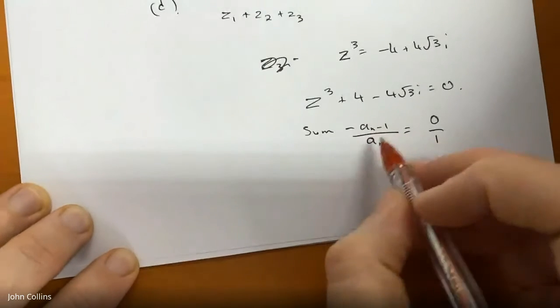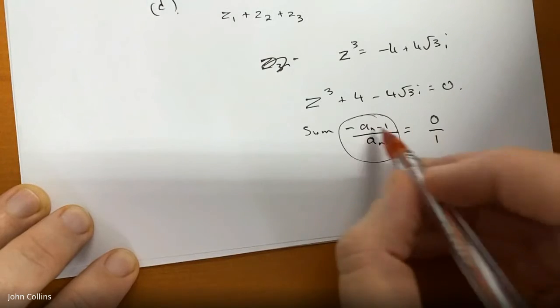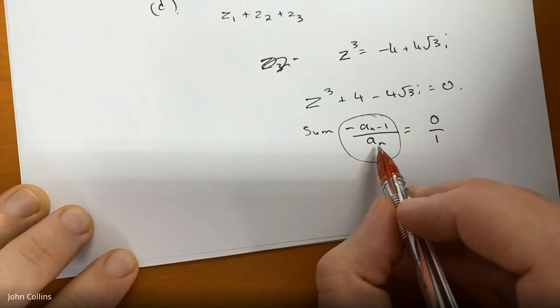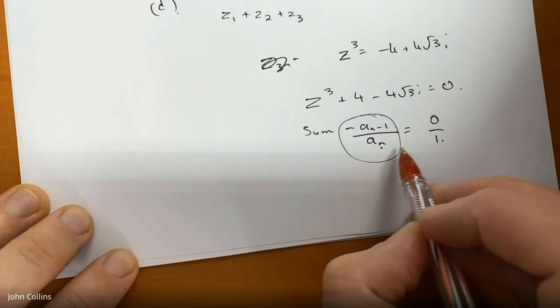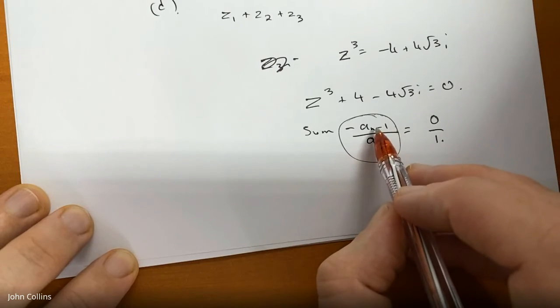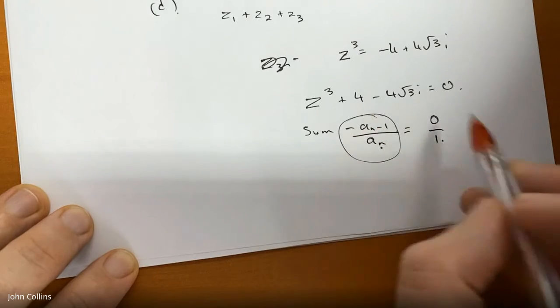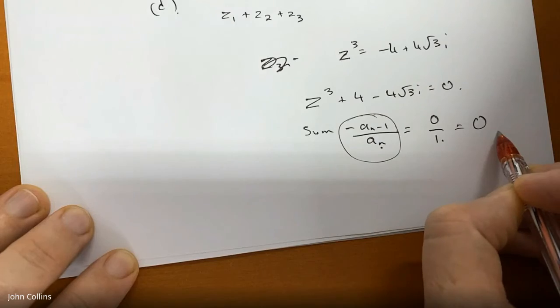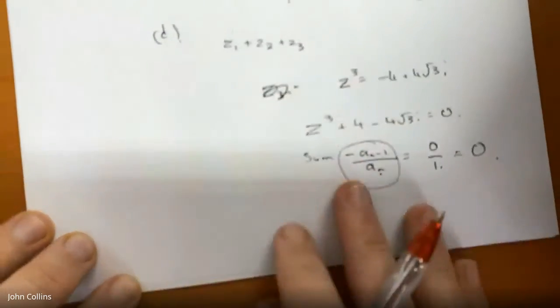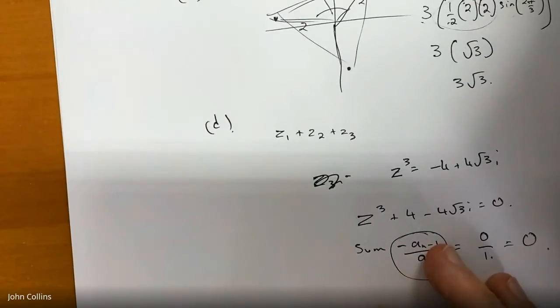Yeah, so from the formula booklet, the sum of the roots is given by the coefficient of the z cubed term, which is 1, or the x cubed term if it was, over the z squared term, and there is no z squared term, so that's 0. So that means the sum of the roots is 0. So we can say confidently that the sum of the roots is 0.